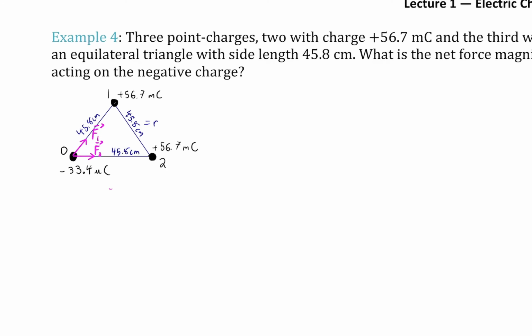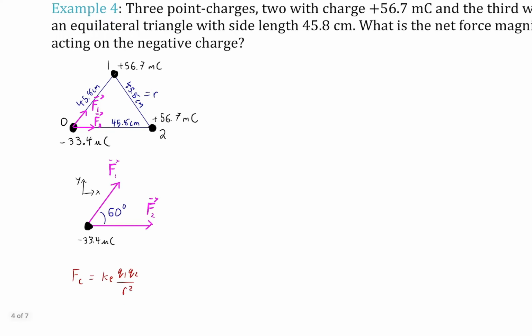All right, here's a little equilateral triangle. Zoom in so you can see all the values. Equal sides, we'll call that R. So what we need to do is consider the forces, and we're going to consider them in terms of X and Y. So we're setting up a typical coordinate axis here: positive x to the right, positive y up.